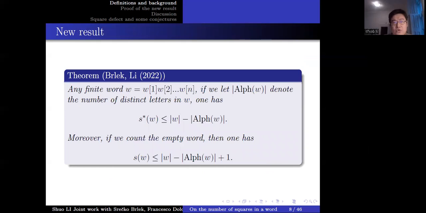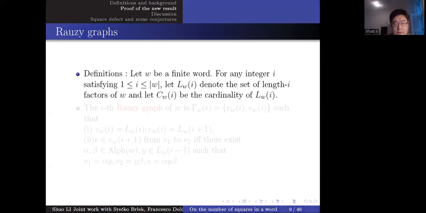As a new result, we can prove, in fact, that S star of W can be upper bounded by the length of W minus the size of its alphabet. And if we count the empty word, W will satisfy this inequality. So how can we achieve this result? The proof is, in fact, not difficult, but we will have to investigate some topological properties of the Rauzy graphs of the word W.